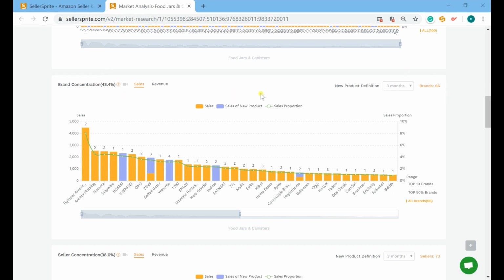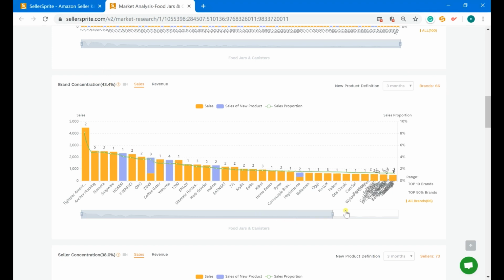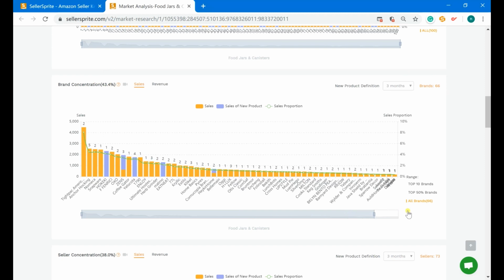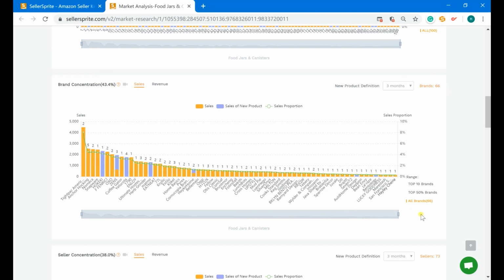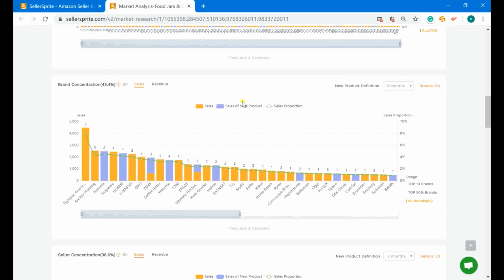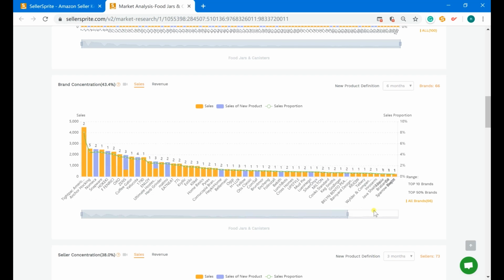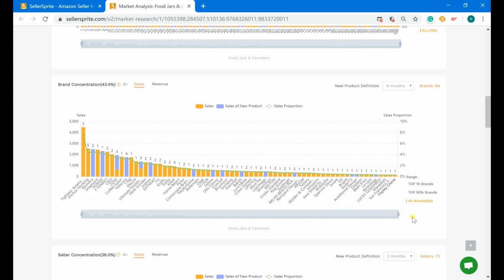The sales volume curve goes smoothly overall. We can conclude that the market sales volume has not been monopolized by a few brands. Third, changing the new product definition to 6 months, we can see the purple columns that stand for new products are distributed on the chart widely, which means consumers can accept new brands. So new brands have great opportunities in this market.